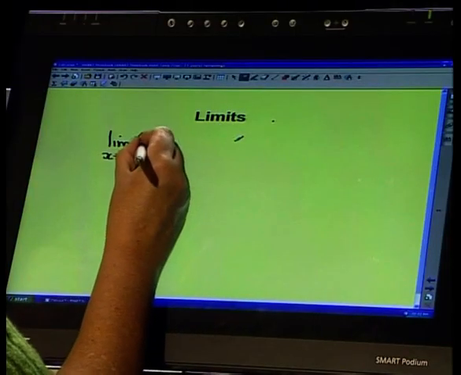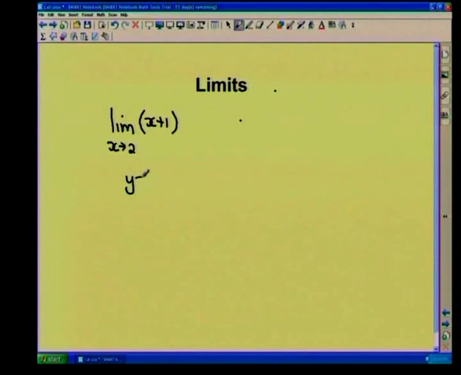What does it mean? What it means is go and draw a graph of y equals x plus 1. Then have a look at what's happening to y as x approaches 2. Now you might say, approaches, what do you mean by that?